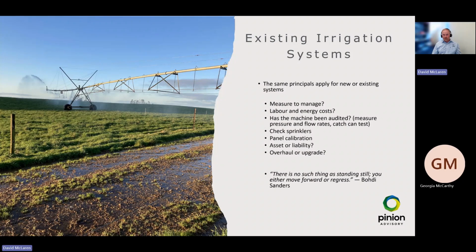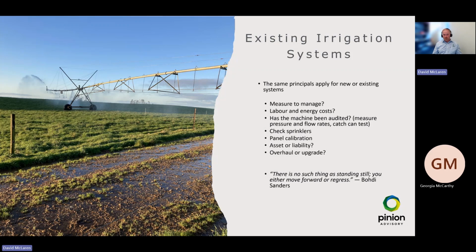What are they? And then start to ask questions like, has the machine been audited? Like you drive past the machine and it's putting on water, but have you actually measured any outputs or tried to define how well the machine's performing? So have you measured the pressures? Have you checked the flow rates? Have you put some catch cans or rain gauges under the machine? So you go to the machine and you set it on 6 mil, but is it putting on 6 mil? Or you go to the machine, put it on 10 mil. Is that what's getting to the crop, or is it performing poorly?